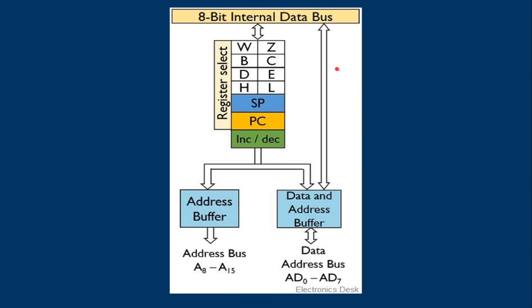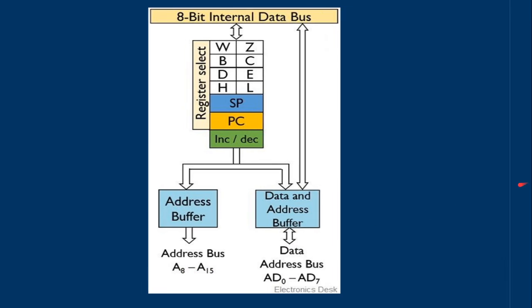Communication is also between the internal bus and the address buffer, and here the data bus and address buffer communicate. The lines are AD7 to AD0, which are lines 0 to 7, 8 in number, and then the other 8 lines, A8 to A15. So the low order lines are used as both address and data, whereas the high order bits are used only for the address bus.